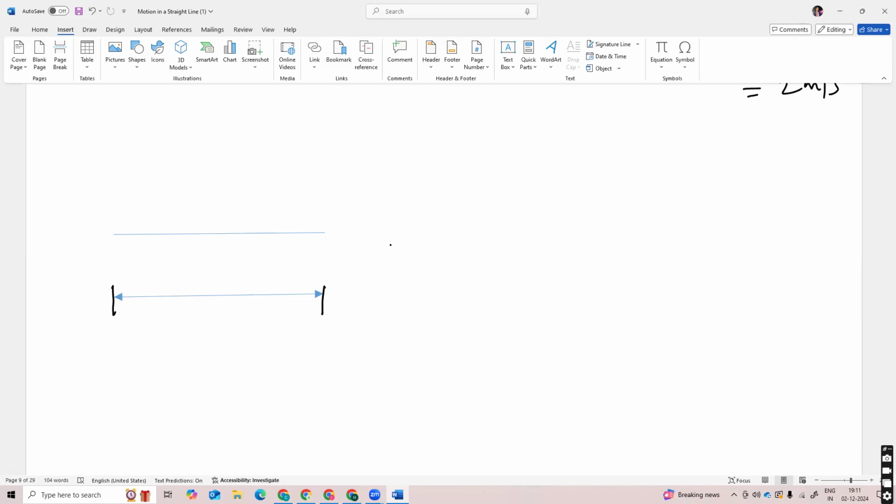So this double arrow, generally we use to specify distance, or to show the dimensions. So let's say a vehicle is moving from point A to point B, and point A and point B are 10 meters apart, in 5 seconds.